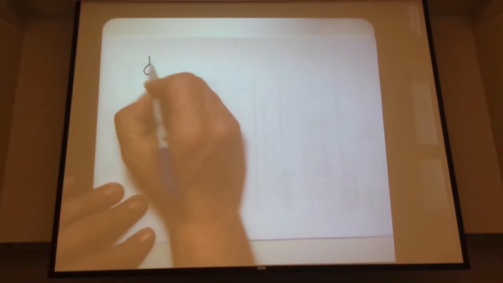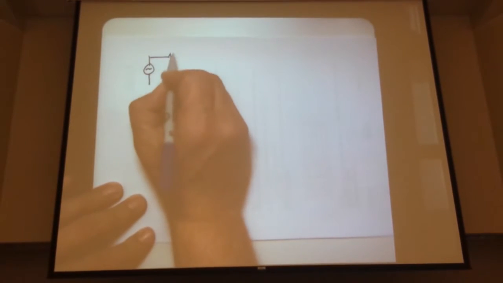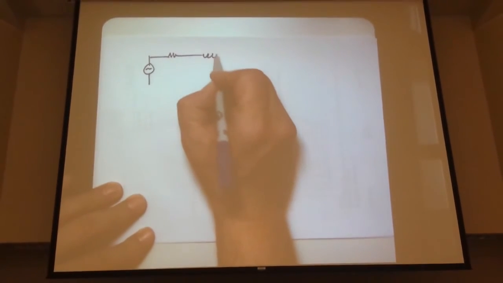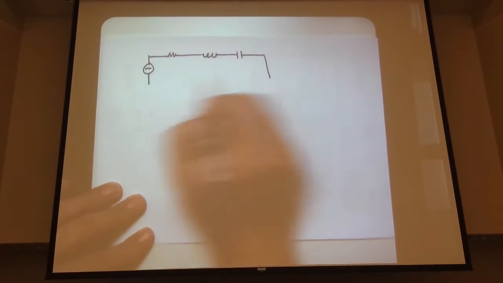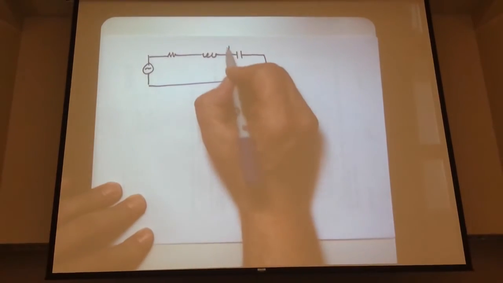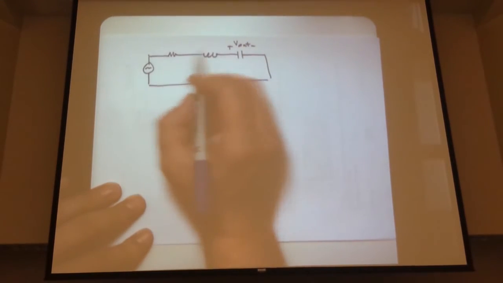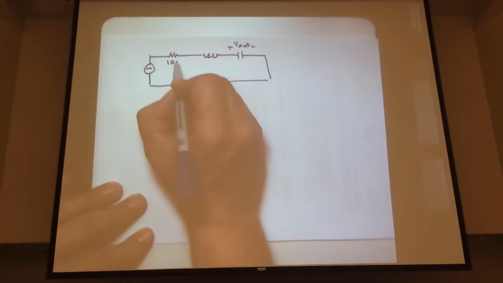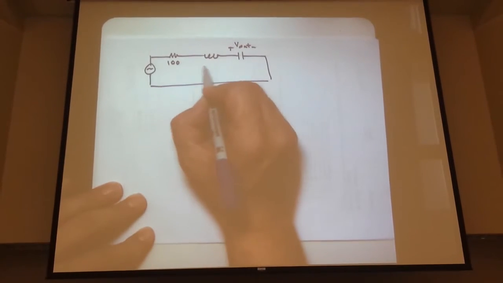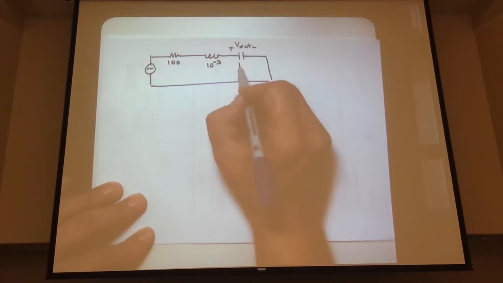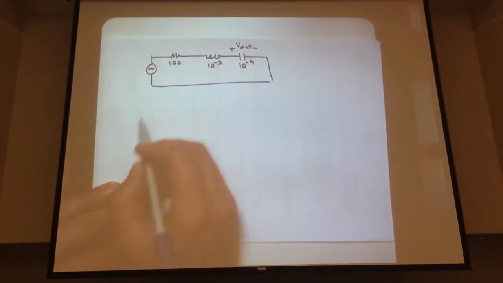Well, let's really kick things up. Let's underdamp the hell out of it. See what happens. And again, we're still measuring across the cap. So let's make that 100. 10 to the minus 3. 10 to the minus 9.